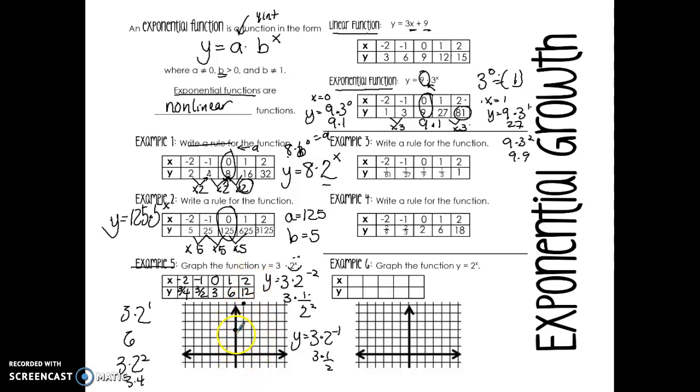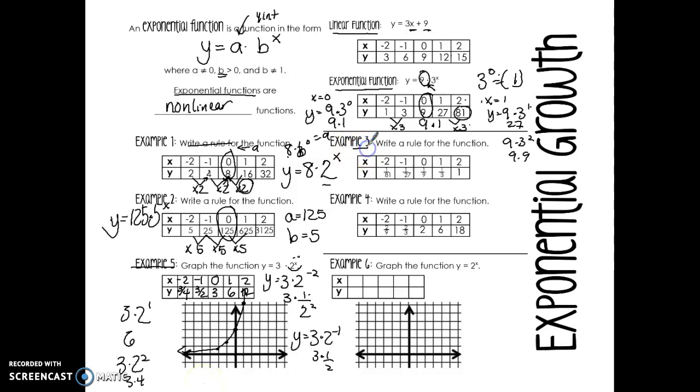Okay, when x was -3, I was at 1.5. When x was -2, I was 3/4 of the way. This graph actually never crosses the x-axis. That's your exponential function. That's growth.